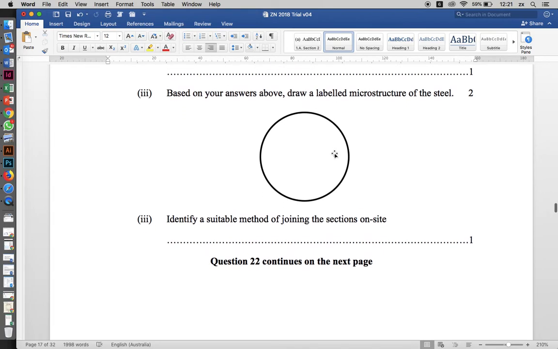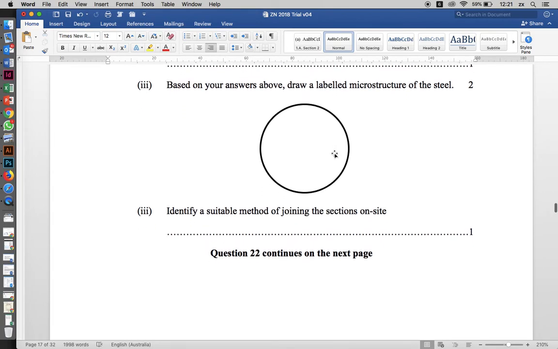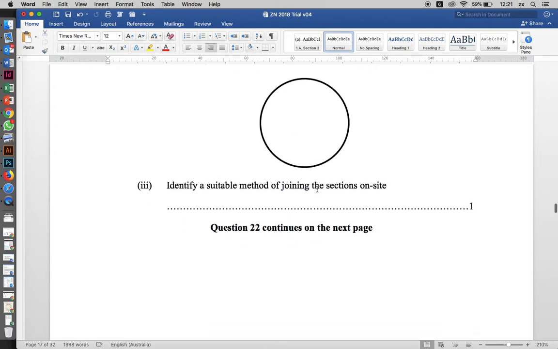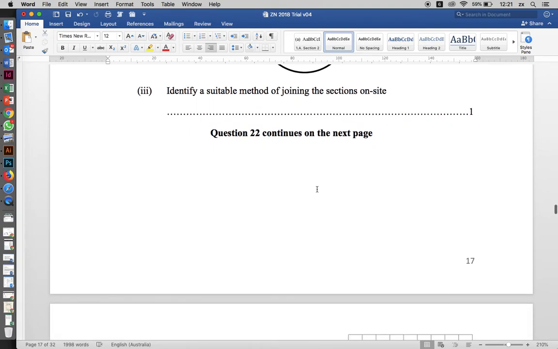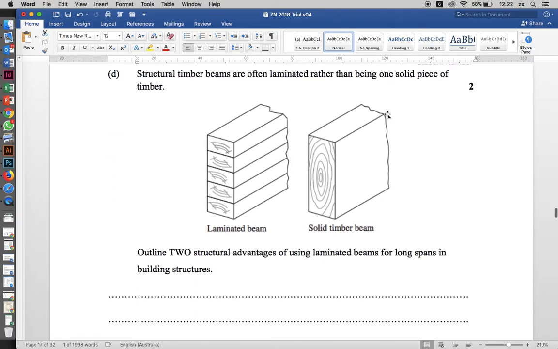Based on your answers above, draw a labeled microstructure of the steel. I am not going to do that here. I'll have to do that on board. Identify a suitable method of joining the sections on site. On site, I'm happy with bolts and I'm happy with stick welding. Rivets, I think, are just no longer acceptable post World War II, and MIG welding is not suitable on site. So that's the answer. There are two options you can give there.